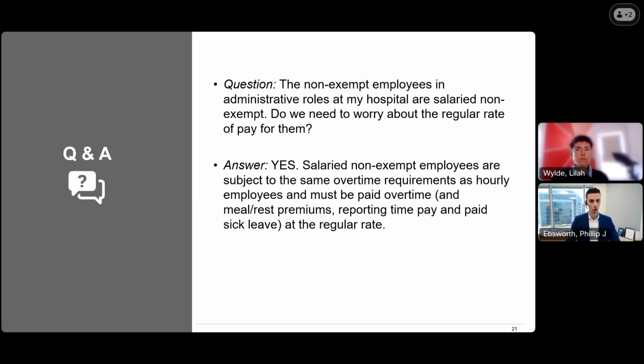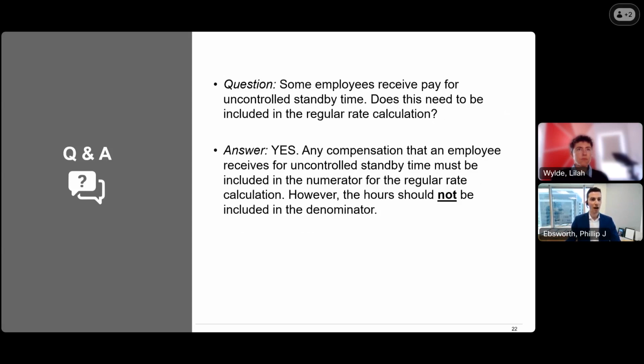Let's do one more. I'll squeeze in one more FAQ before we end today. Employees who receive uncontrolled standby time: does this need to be included in the regular rate calculation? Standby time could be its own 30-minute webinar. It's always been a hot topic in the healthcare industry. But yes, any compensation that an employee receives for uncontrolled standby time should be included in the top number, the numerator, for the regular rate. But because it's uncontrolled standby time, they're not under the control of the employer during that time, so those hours should not be included in the denominator.